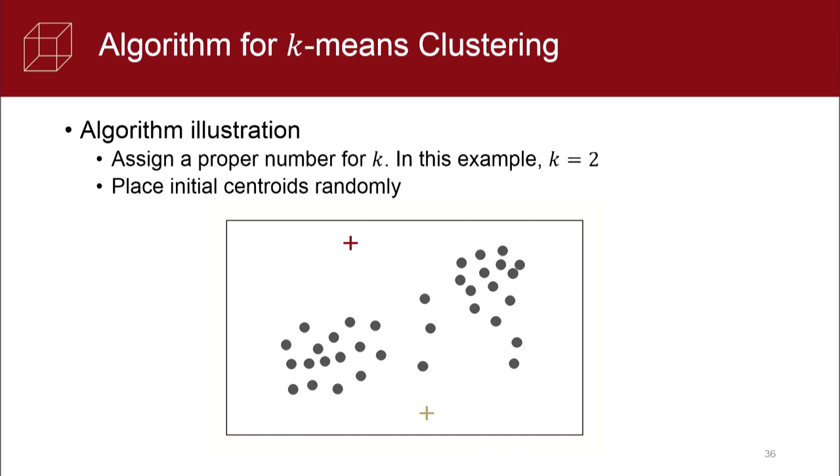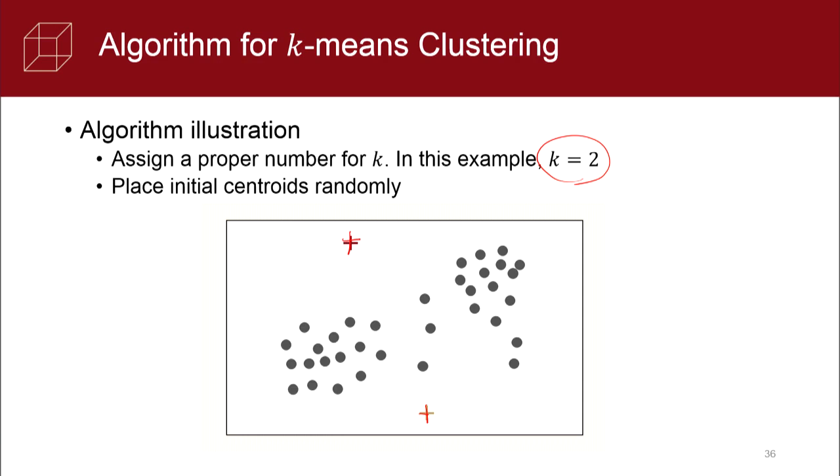So in this case, we set k equal to 2. That means the user wishes to have 2 clusters, right? In the first step, the initialization step, we randomly assign 2 data points, or you can place the initial centroids randomly in the two-dimensional space. So let's say we have 2 centroids placed in random locations.